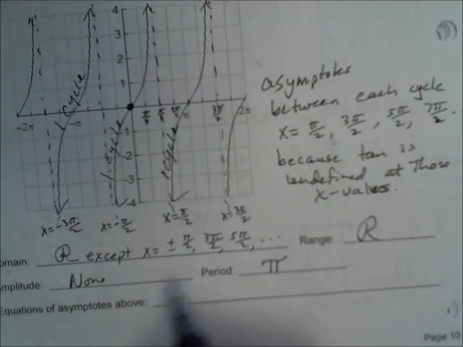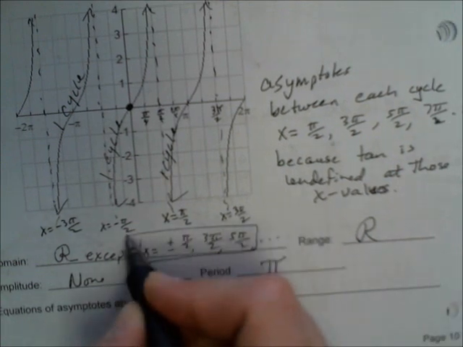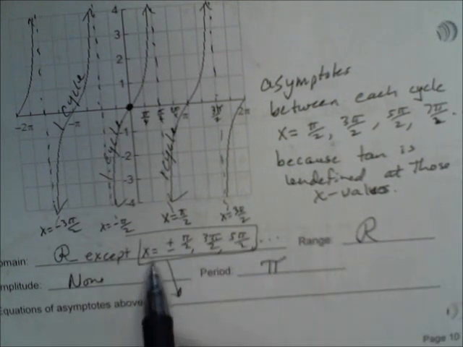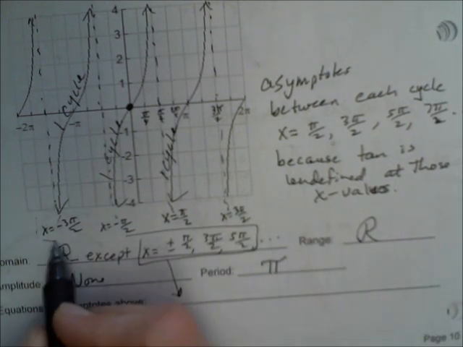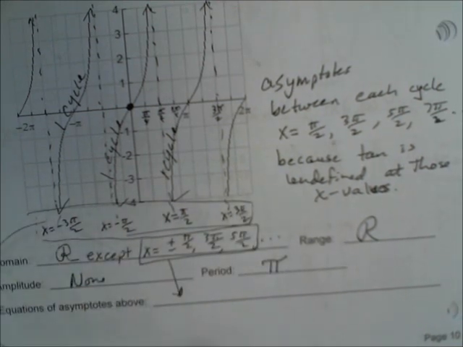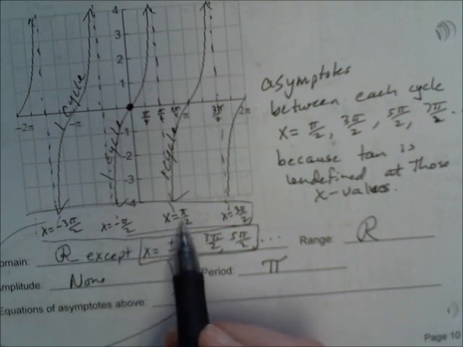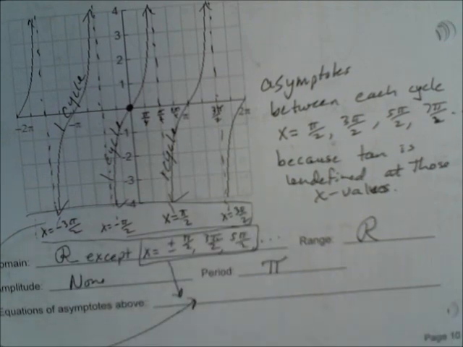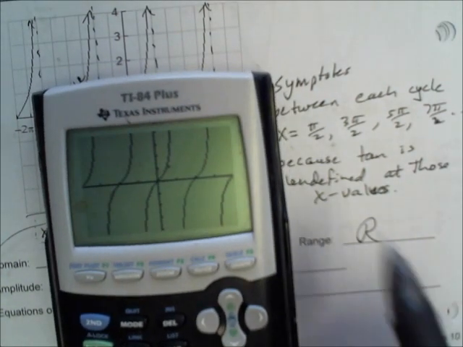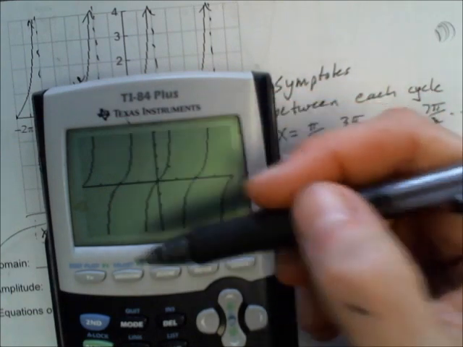And the equation of the asymptotes, I think we already wrote them right here. I'll just put an arrow. Those are the equations of the asymptotes. They're actually all the plus and minus odd values of pi over 2. These graphing calculators don't draw the asymptotes in, but there's a dotted line in between there.